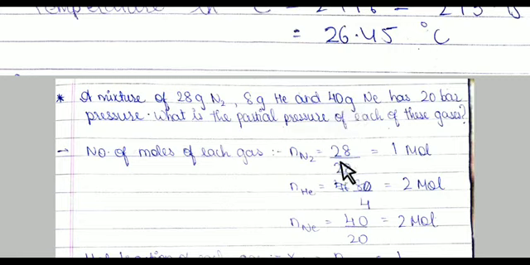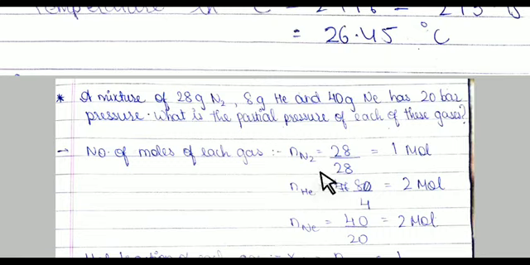From the number of moles we find x, the mole fraction. Then from the mole fraction we can easily find the partial pressure. So first we have to find the number of moles of each gas: nitrogen, helium and neon. And what is the formula for the number of moles? Number of moles is equal to mass upon molar mass. Mass is given, and molar mass you have to learn.